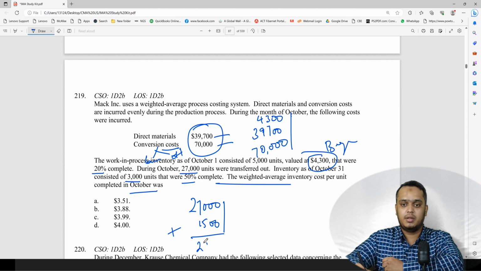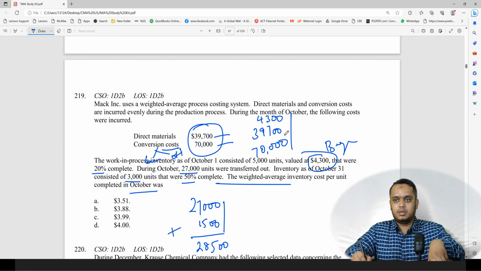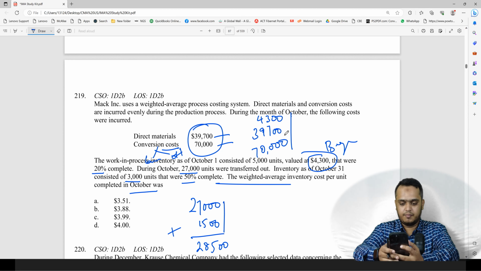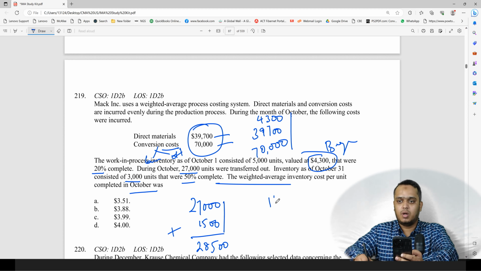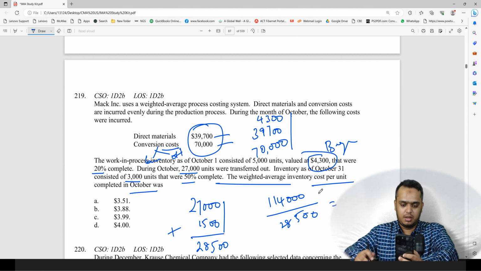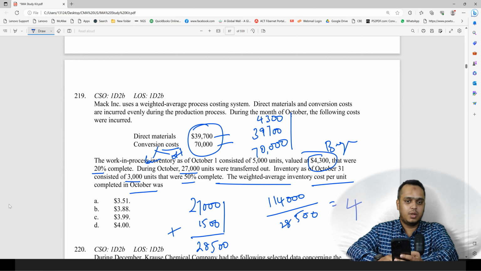This total is 28,500, the number of units. And this one will be how much? Let's do it on the calculator. 4,300 plus 39,700 plus 70,000 is equal to 114,000. So 114,000 is my total cost divided by the number of units, 28,500. Then the per unit cost would be 114,000 divided by 28,500, which is 4. So do I have 4 as an answer? Yes, I have 4 as an answer.